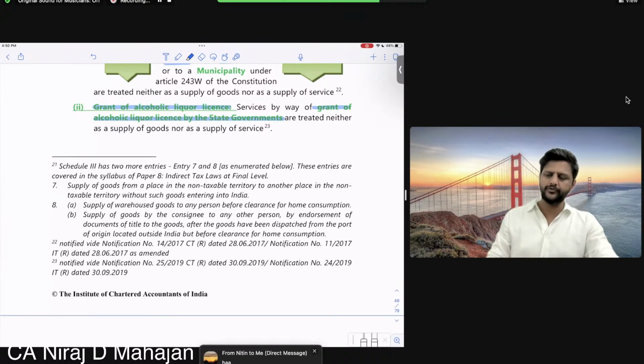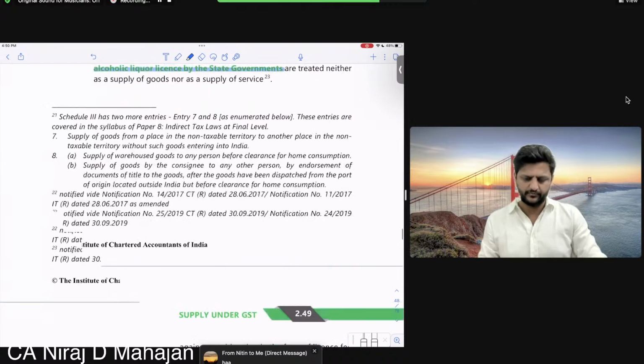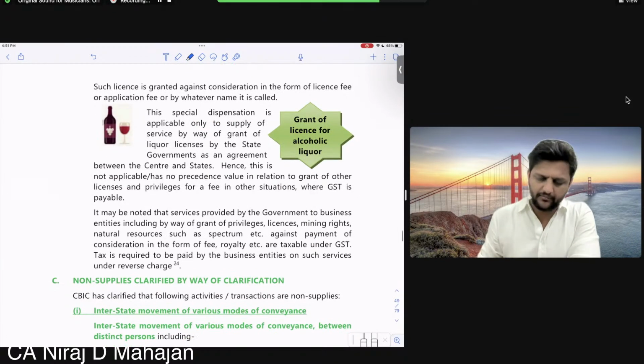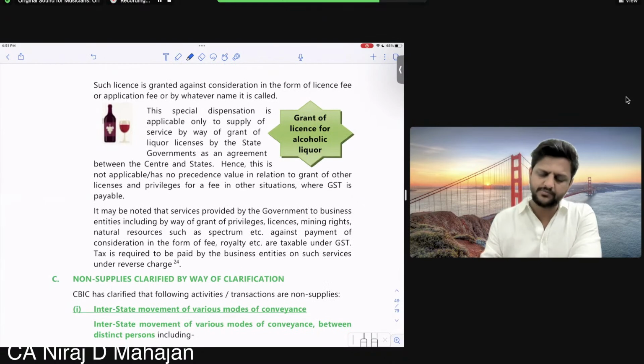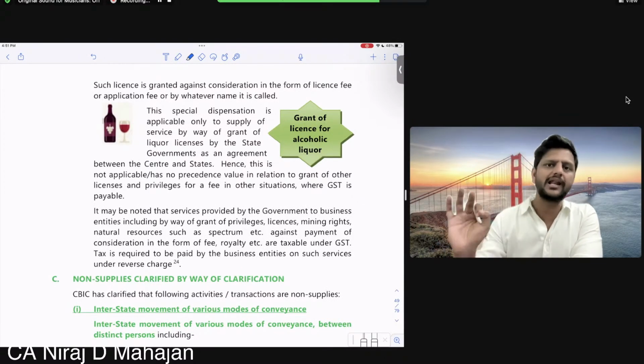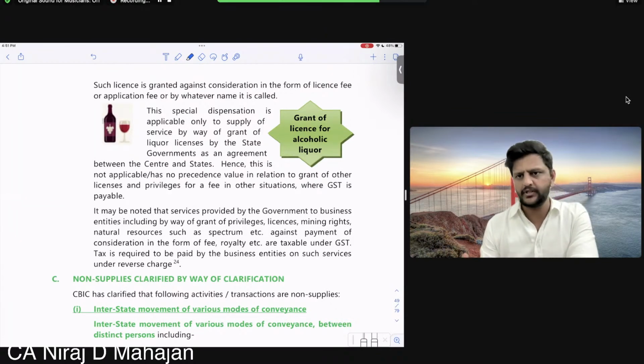Unnecessarily, they are not making it more expensive. Such license is granted against consideration in the form of license fee or application fee or whatever name called. This special dispensation is applicable only to supply of service by way of grant of liquor license only. That means any other license issued by anybody, on that GST will be applicable. Like maybe what you said was food license.